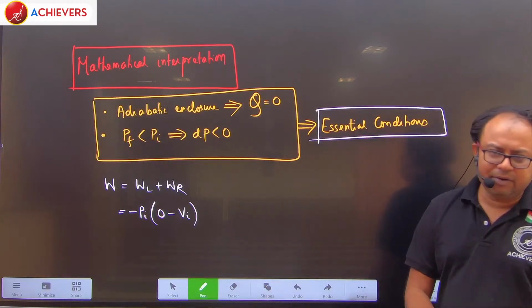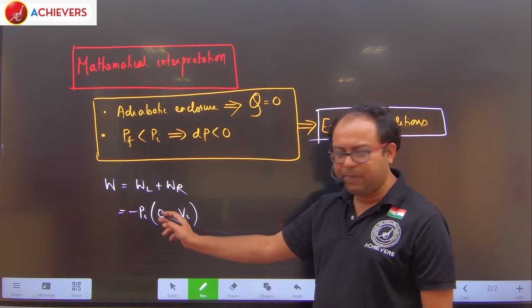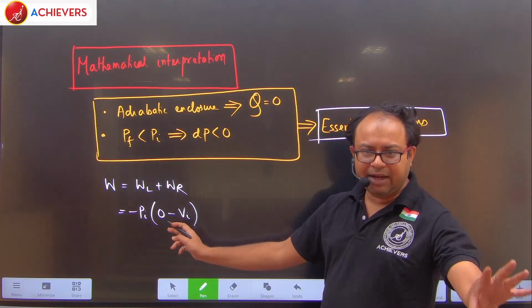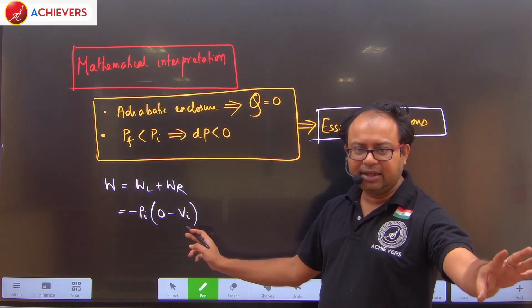We are already acquainted with the formula of work, minus P delta V. So minus P is Pi and delta V is V final minus V initial. V final for the left hand side is 0 and V initial is Vi.